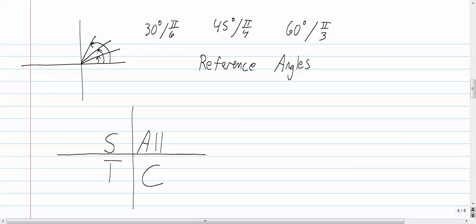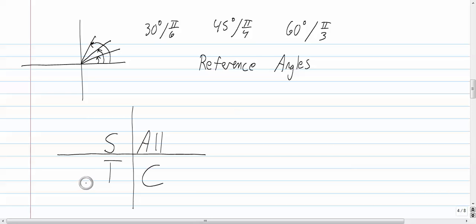Alright, this chart means that all 6 trig functions are positive in the first quadrant. In the second quadrant, sine and its reciprocal, cosecant, yes, cosecant is the reciprocal of sine, if you haven't figured that out yet. Sine and its reciprocal cosecant are positive. Every other trig function evaluated at an angle measure in the second quadrant will give you a negative answer.